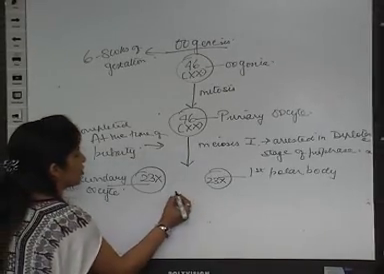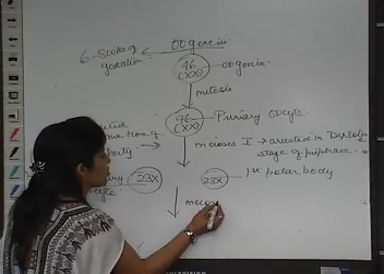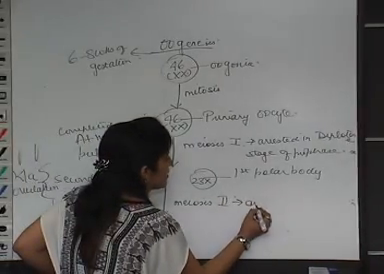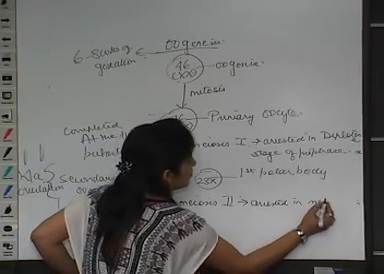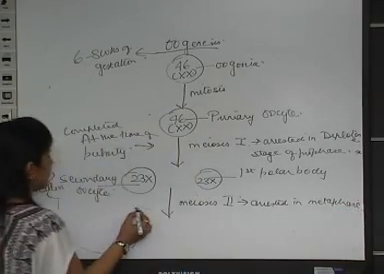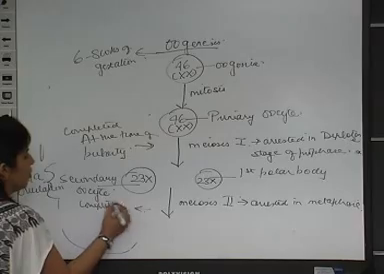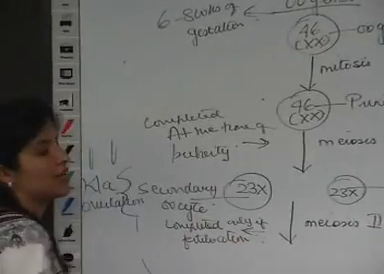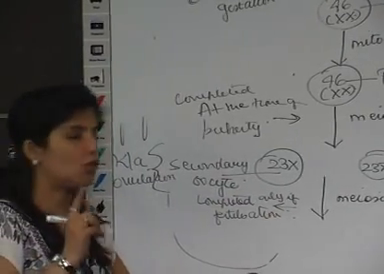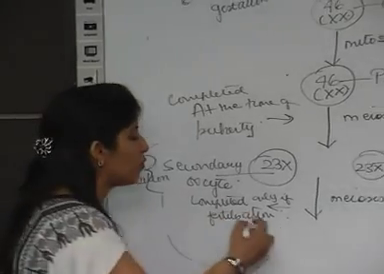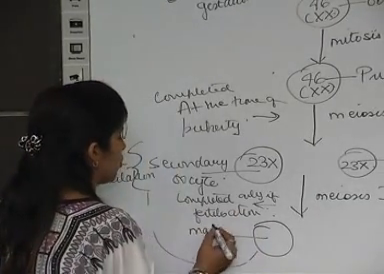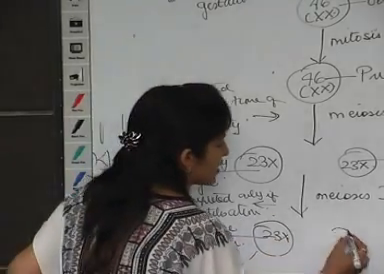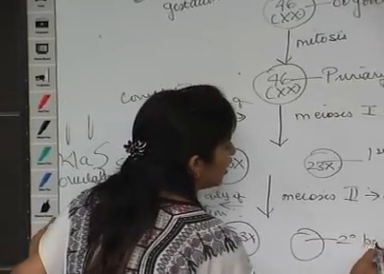Now once the secondary oocyte is formed, it will undergo meiosis 2. But again this meiosis 2 is arrested in metaphase, and this division is completed only if fertilization occurs. That means if this female is about to become pregnant, only then will this division be completed, and then what will be released is a mature ovum. Chromosome number 23X and a second polar body.